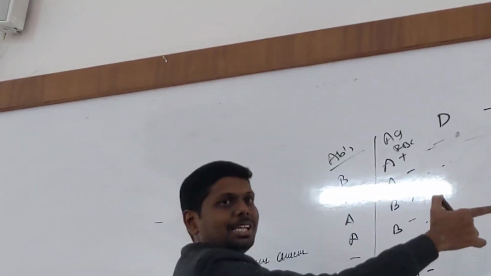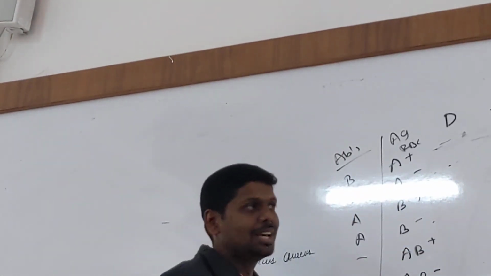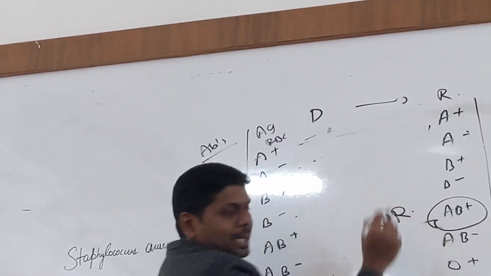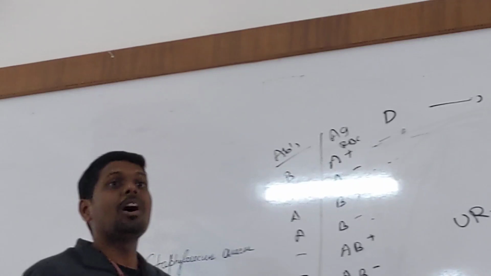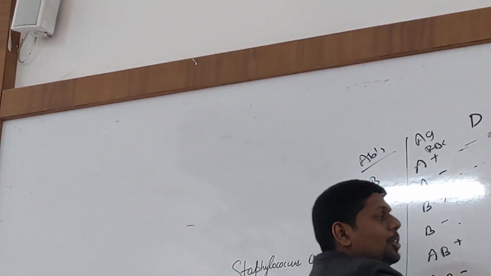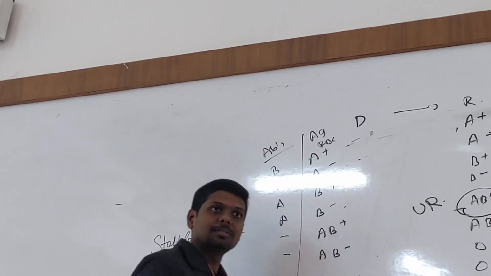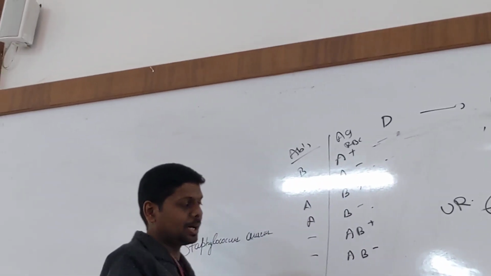Because they don't have antibodies to target these donors. So that is why AB positive is called the universal recipient. Now you understood why AB positive is called the universal recipient and O negative the universal donor. It's because of some rules.